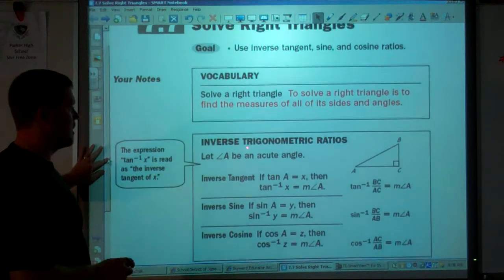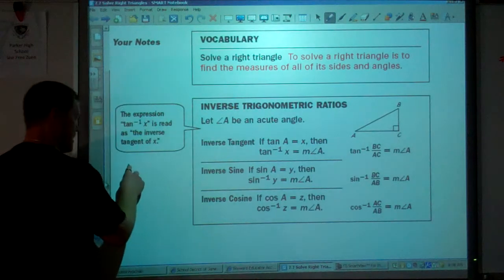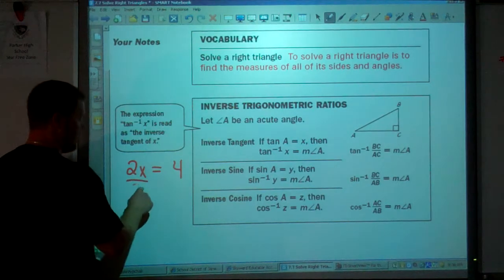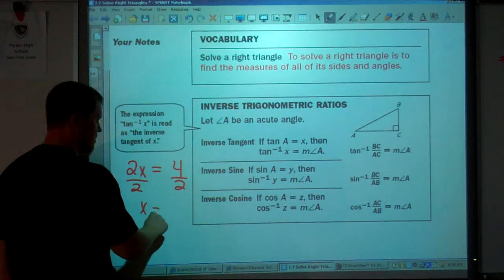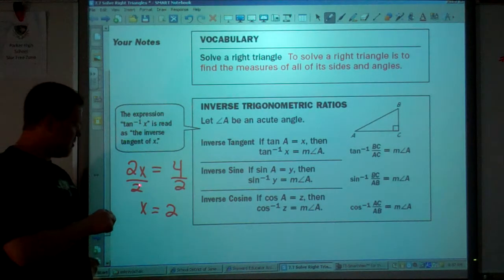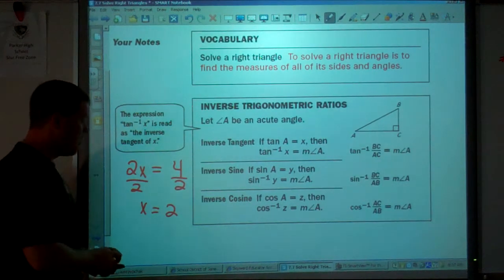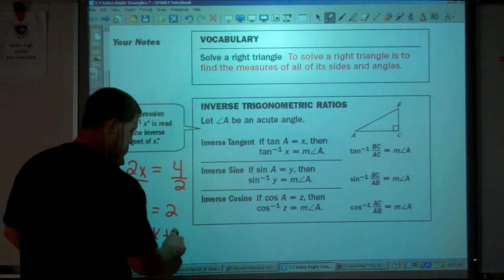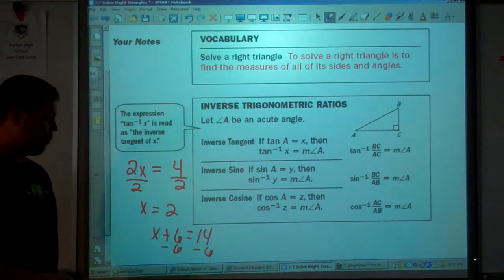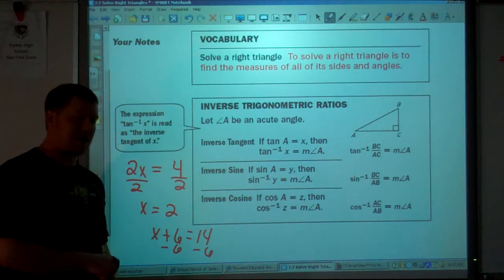Now, inverse trig functions. If you remember, solving this type of equation, 2x equals 4, what do you do? You divide by 2. x equals 2, right? We divided by 2 because that is the inverse operation of multiplication. It undoes it. Or like x plus 6 equals 14. You subtract 6 from both sides. Again, why do we subtract? Because we're getting rid of the addition. We're using the inverse operation.